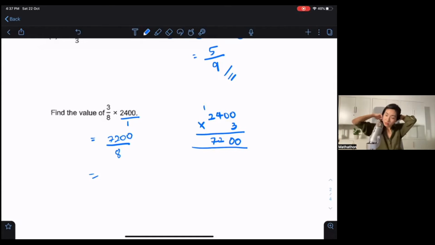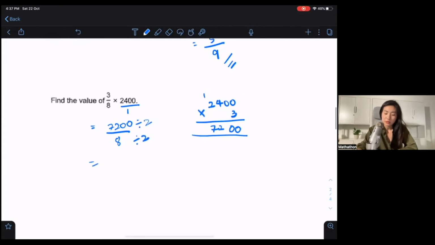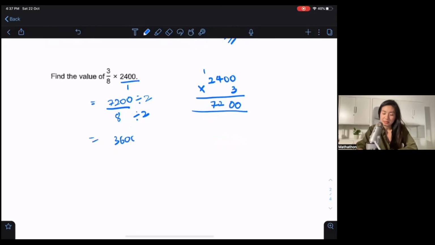So you can choose your own way of simplification. You can either just divide by 2 all the way and see if you can simplify any more. Then I realize, oh, I can simplify again. I can simplify by 4 immediately, because I know that 36 divided by 4 gives 9. So 3,600 divided by 4, I will get 900. And my answer will just be 900 because 900 out of 1 is the same as 900.